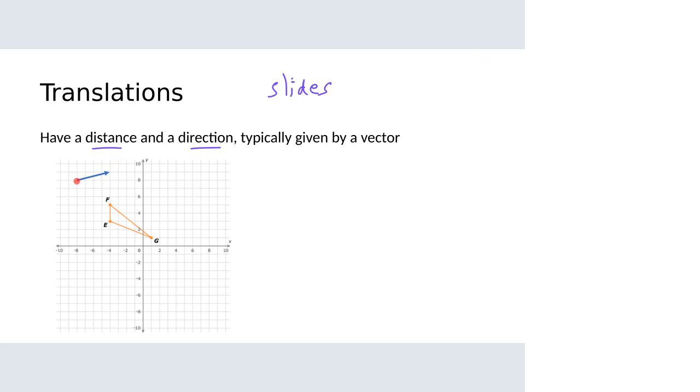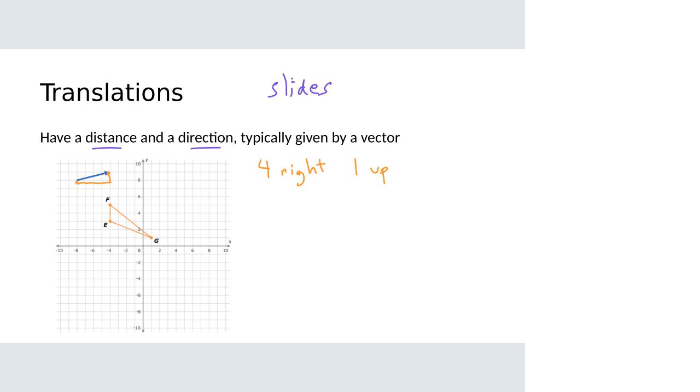And if we look from the start point to the end point of that vector, the end point is where the arrow is, we can see that this goes 1, 2, 3, 4 spaces to the right and 1 space up. So we need to go 4 spaces to the right and 1 space up. And that's how we're going to move our triangle that's in this picture. We're going to go 4 spaces to the right and 1 space up.